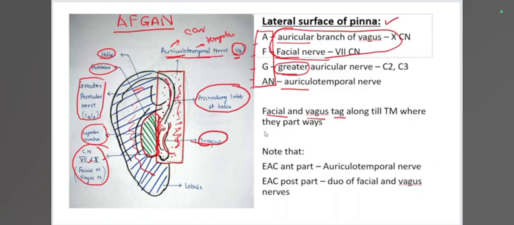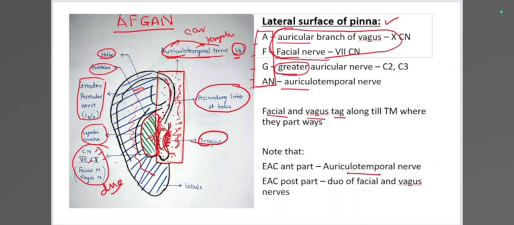Now, I want you to remember one important part, that this is the external auditory canal. What is the nerve that is supplying the posterior part of the external auditory canal? The duo of the auricular branch of the vagus and the facial. What is the nerve supply of the anterior part of the external auditory canal? Is supplied by the auriculotemporal nerve. So remember this relation. It will be helpful.